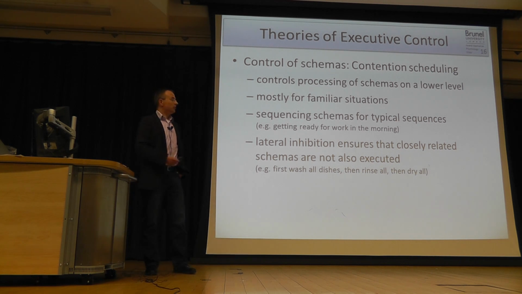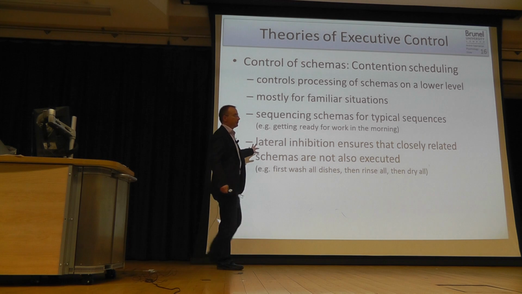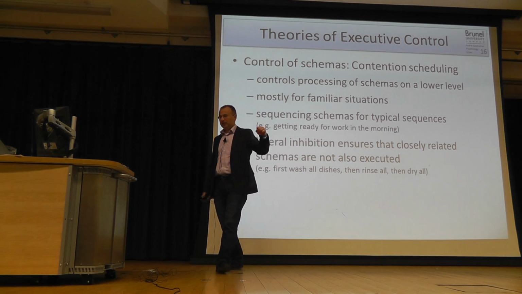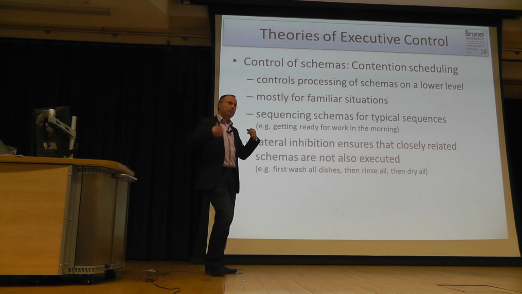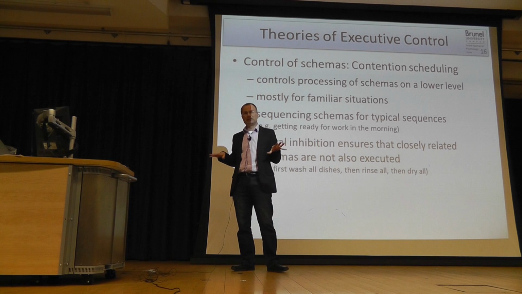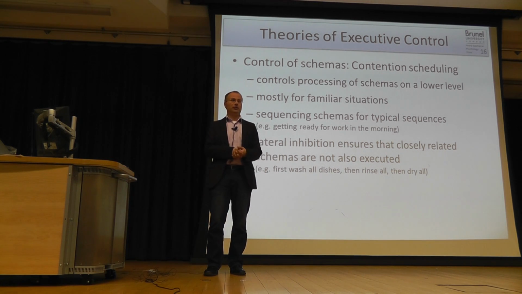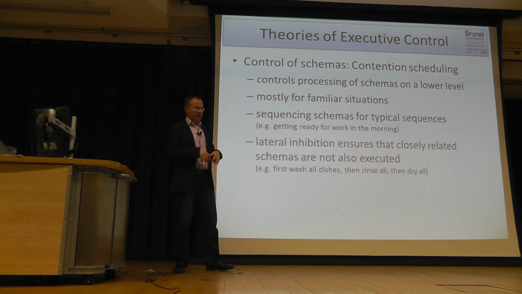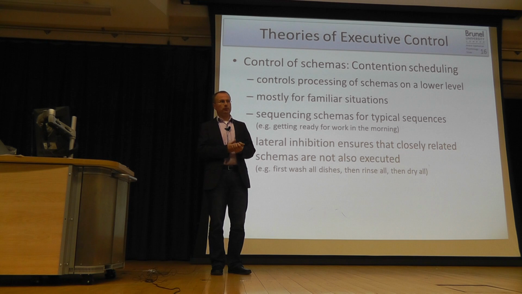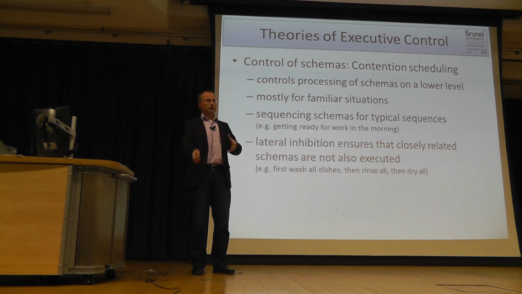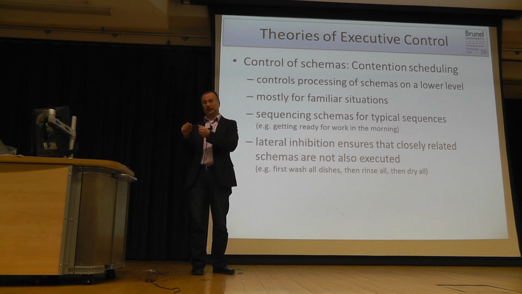One mechanism in contention scheduling is called lateral inhibition. That means that when one schema is activated, it automatically inhibits related schemas. And that ensures that our plan is consistent. So for instance, going back to our example of washing up dishes, you have your first plate, you wash it. Now this may automatically trigger a couple of things. A lot of schemas may be activated at the same time. You may rinse that one and directly dry it, or you may just leave it with soap and take the next plate, and then in the end rinse them all in one go.